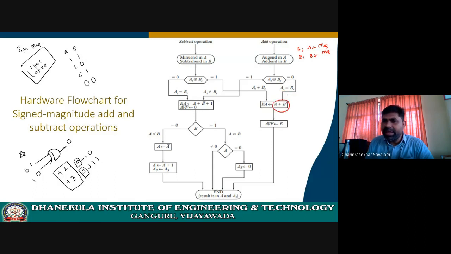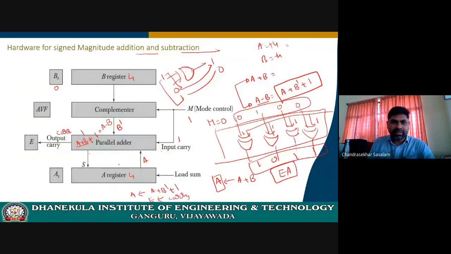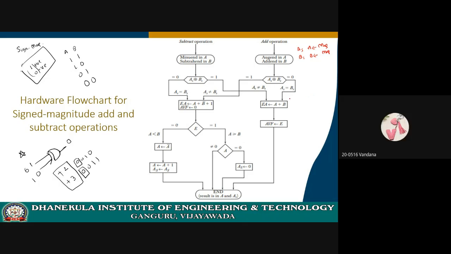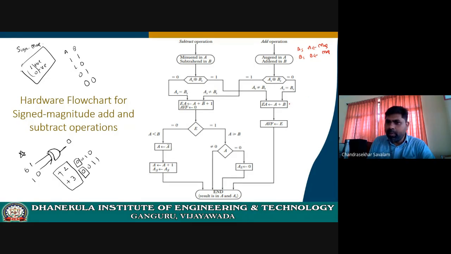A plus B. You do addition and the result is stored in E and A. See here, students, after doing addition with the parallel adder, the carry is stored in E and the result is stored in the A register. That's why EA means register. A is one register, the accumulator, you know. E is the single bit flip-flop which is going to store the carry. Understand, students? Yes, sir. So this is one point in addition.